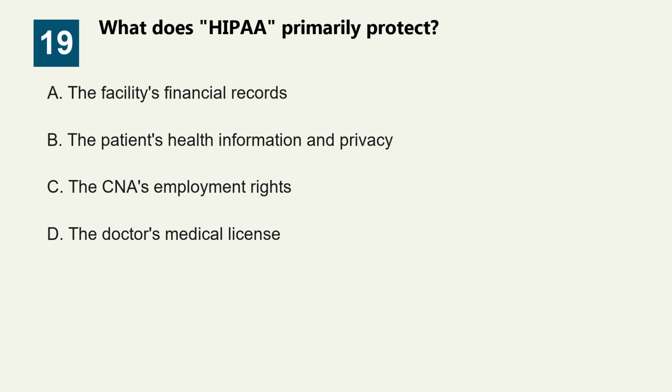Question 19. What does HIPAA primarily protect? Option A. The facility's financial records. Option B. The patient's health information and privacy. Option C. The CNA's employment rights. Option D. The doctor's medical license. The correct answer is option B. The patient's health information and privacy.